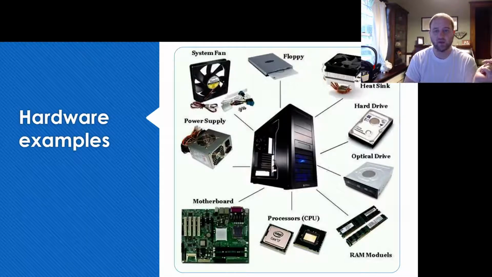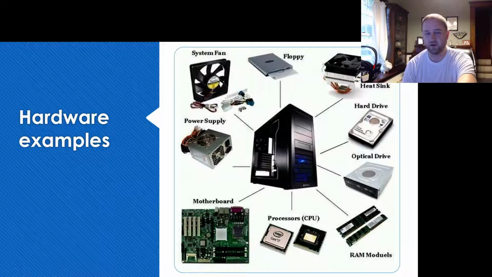Here are some examples of hardware. Here we've got our computer right here. Let me get my laser pointer going. Here we've got our main computer. A computer is an example of hardware. Inside the computer we have a system fan. There's a floppy disk. Most computers nowadays don't have floppy disks anymore. This is a little bit outdated.